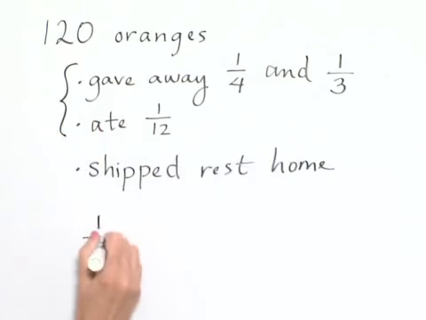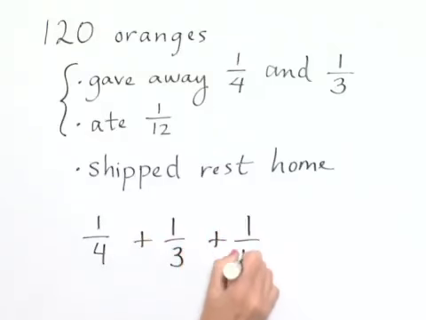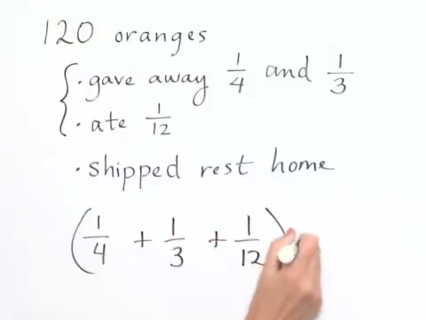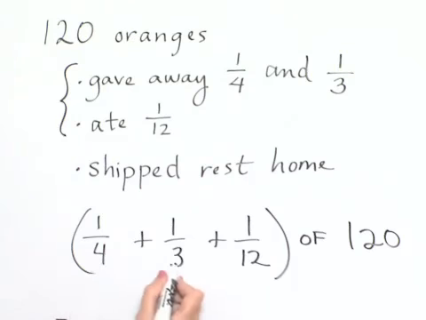We have 1/4 plus 1/3 plus 1/12 of our total of 120. To add the fractions together, we're going to find our common denominator. We notice our denominators are 4, 3, and 12. The common denominator will be 12. We'll take each fraction and write it as a number over 12. So let's start with 1/4.